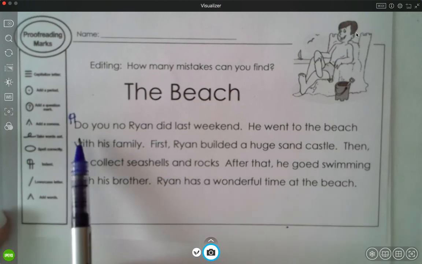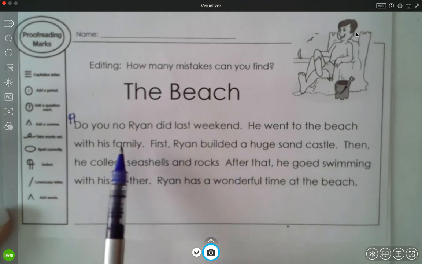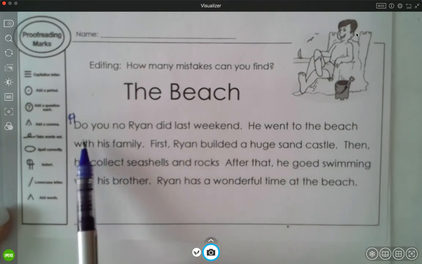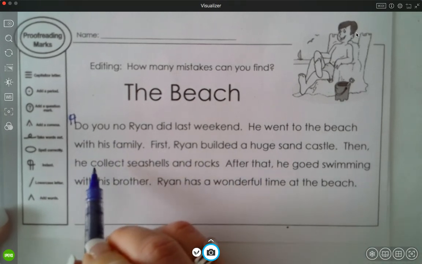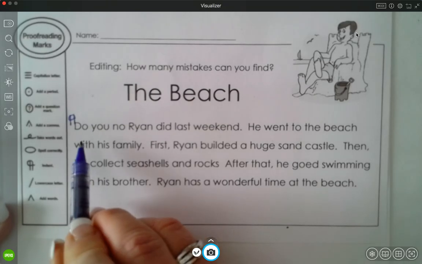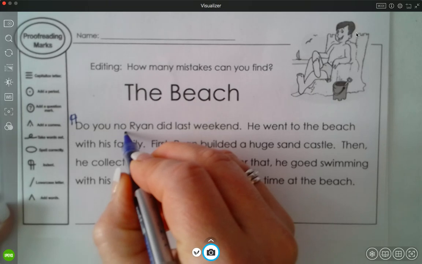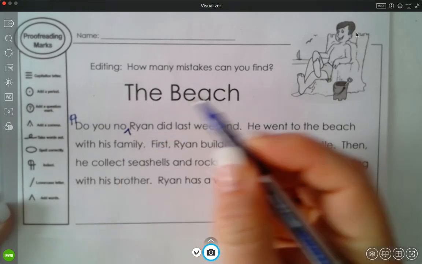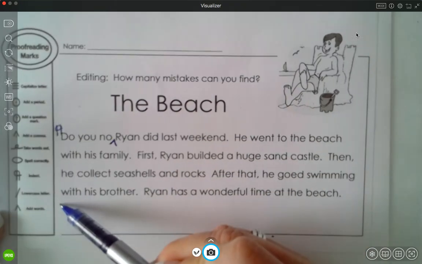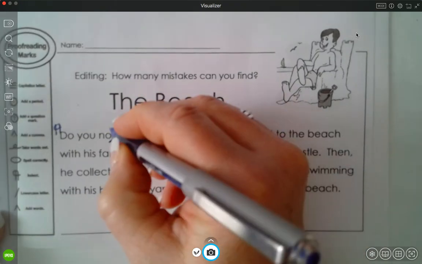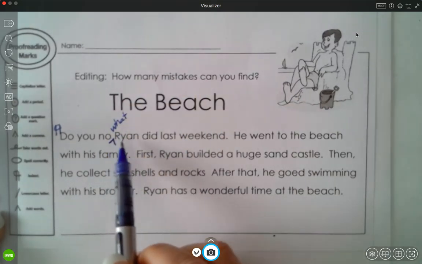It says, "Do you know Ryan did last weekend?" That sounds awfully funny, so I know that the wording is incorrect. I believe that I need to add a word. I think something needs to go right here. So I'm going to put this little tent to show that I'm going to add a word, as it says in our key. And I think I need to add the word what. Do you know what Ryan did last weekend?